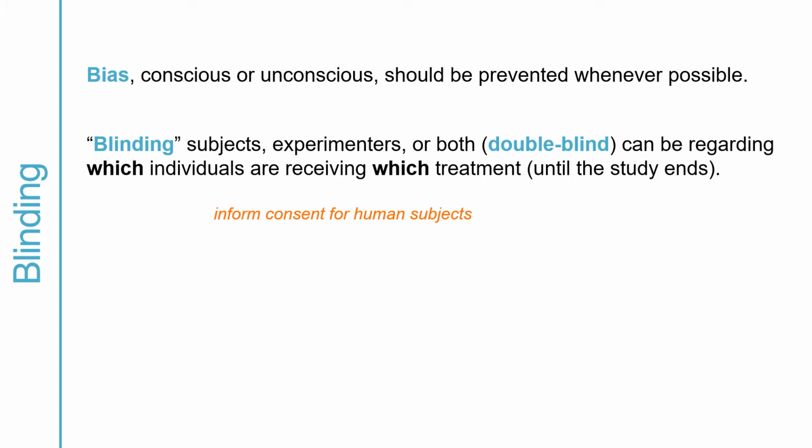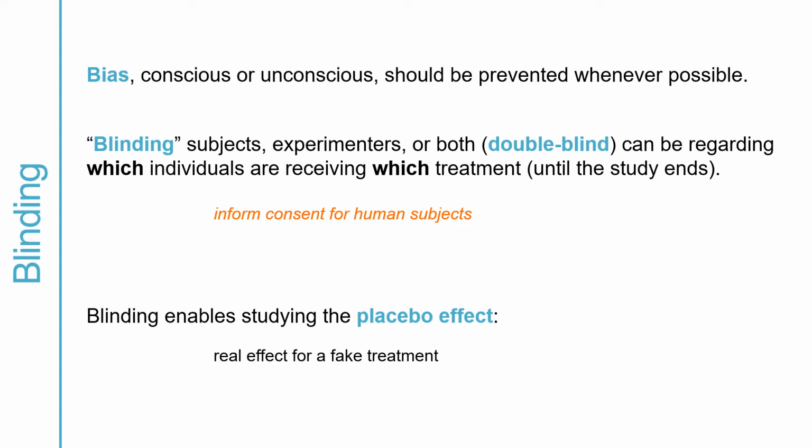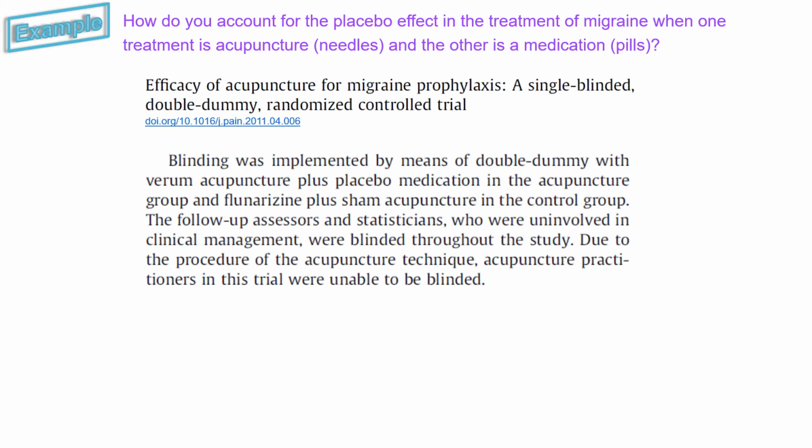Obviously, blinding a study does not mean withholding informed consent. Informed consent is a very important ethical issue, and it should not be ignored. Blinding also allows us to study the effect of a fake treatment, the placebo effect. If the participants knew that they were getting the fake rather than the real treatments, then we wouldn't be able to tell whether a fake treatment has any kind of impact.